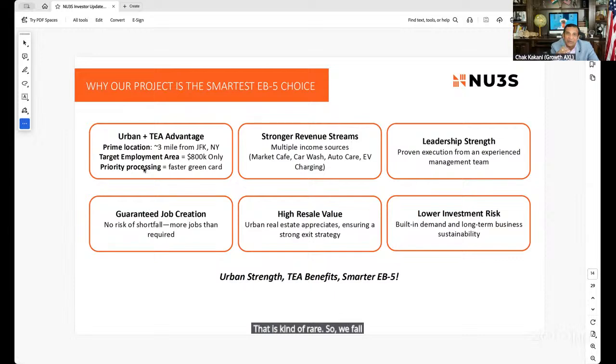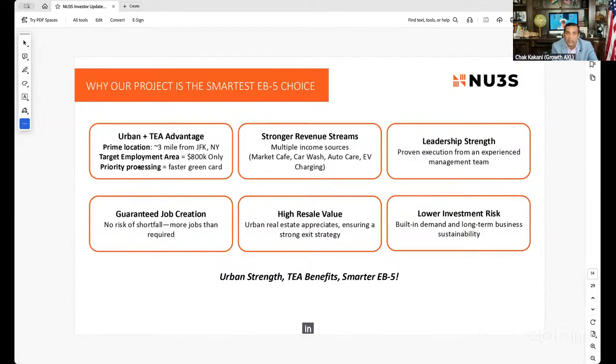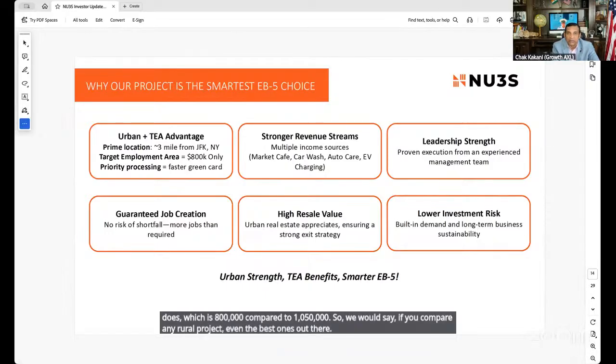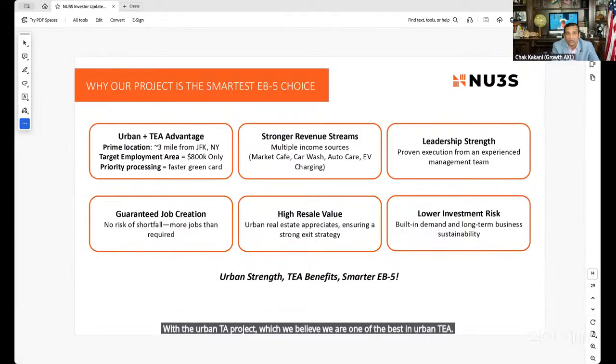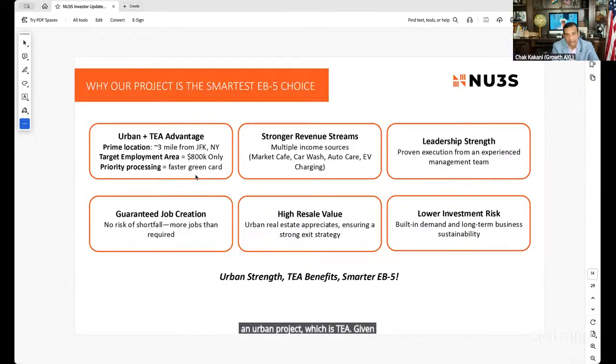So we fall in that Goldilocks zone where we are urban and we are TEA, which gets you the equal prioritization to rural in EB-5 projects and also the lower investment money as rural does, which is 800,000 compared to 1,050,000. So we would say if you compare any rural project, even the best ones out there, with the urban TEA project, which we believe we are one of the best in urban TEA, hands down, an objective comparison would make EB-5 investors, or should make EB-5 investors, inclined towards an urban project which is TEA, given all other things being equal, right? So Raghu, I hope that explains the rural versus urban TEA equality in terms of money, in terms of priority, but the advantage that urban has because of the higher population density and higher revenue people coming into your business.